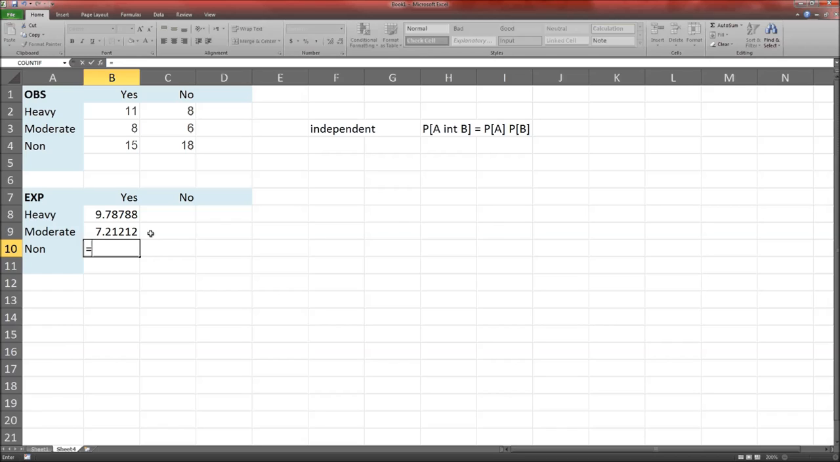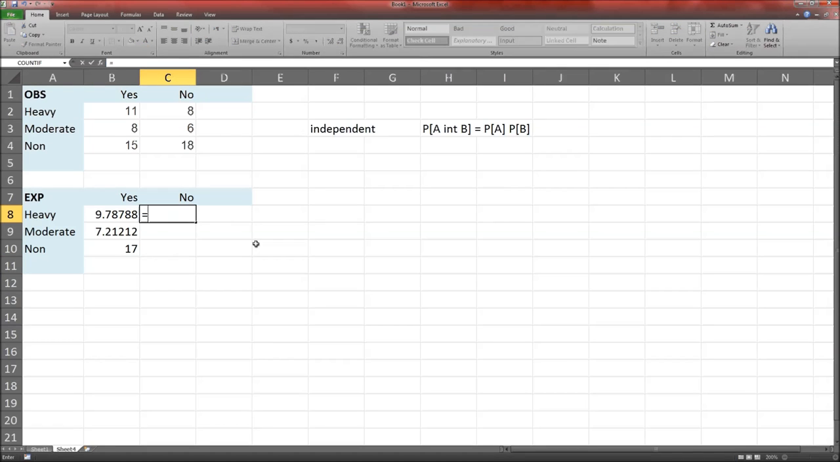So what is non? It's going to be 33 out of 66 times 34 over 66 times 66. 33 over 66, 15 plus 18. 34, 11 plus 8 plus 15, over 66 times 66. So if the two variables are indeed independent, we expect 17 non-smokers who've had an accident.